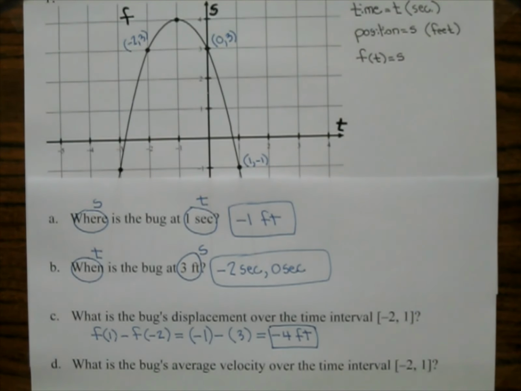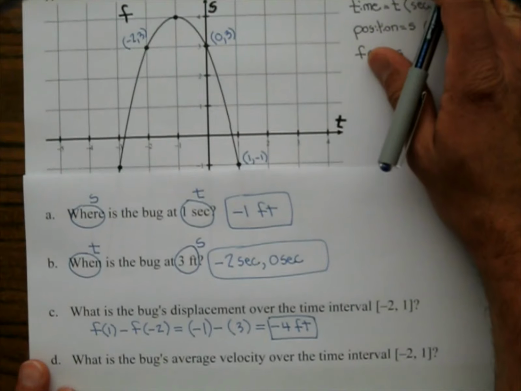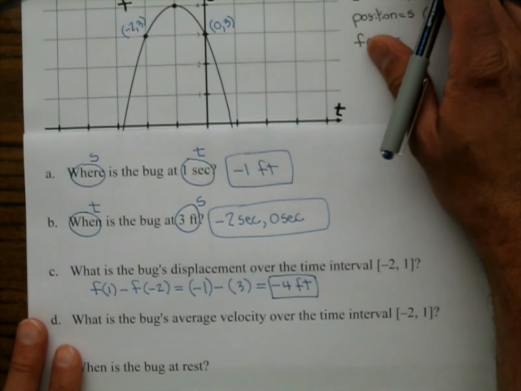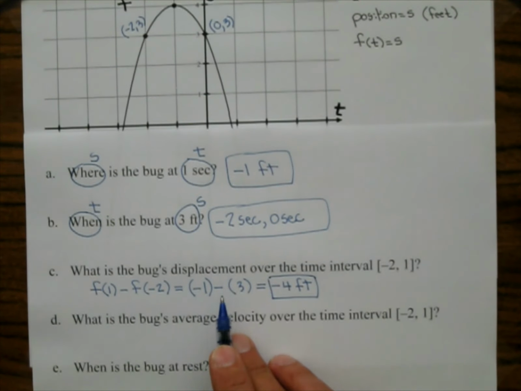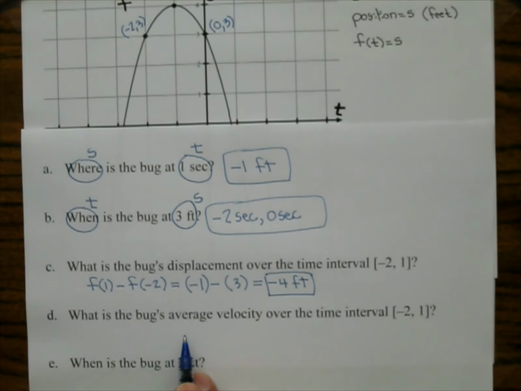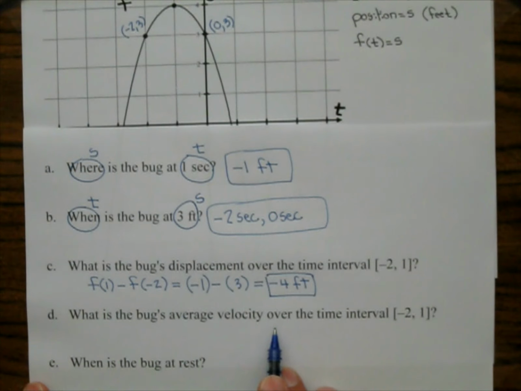Okay, my next question is the following. These are questions that we saw from the previous bug. I think we did displacement in bug 2. And here they're asking, what is the bug's average velocity over the same time interval from -2 to 1?